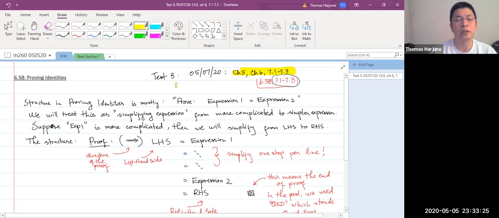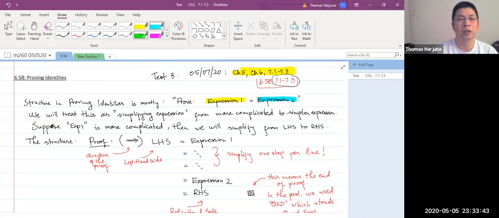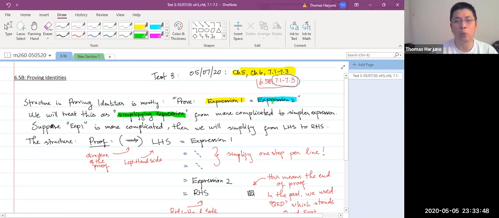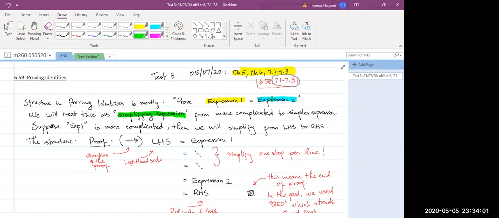Proving identity is when we have an expression equal to another expression, and we try to prove that these two expressions are equal. The way we treat this kind of proving identity most of the time is thinking of simplifying expression. So you look at these two expressions, expression 1 and expression 2, and see which is more complicated. And we will prove this identity by simplifying the more complicated expression to the simpler one.